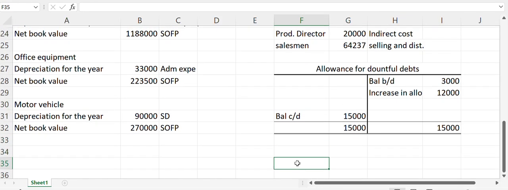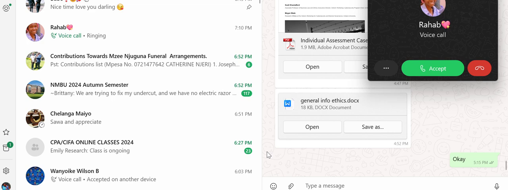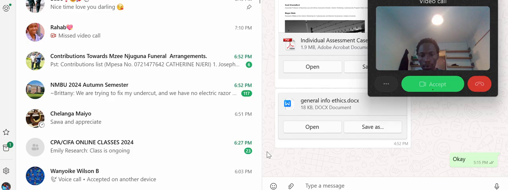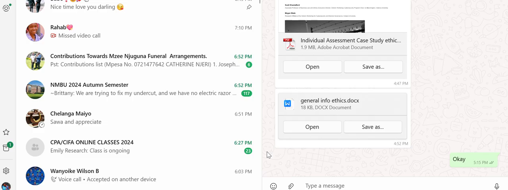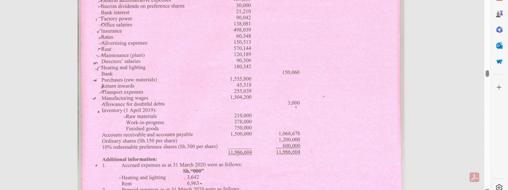But now you also need to be careful for account receivables. For account receivables, just a minute, someone is calling me. Just a minute. So we continue.